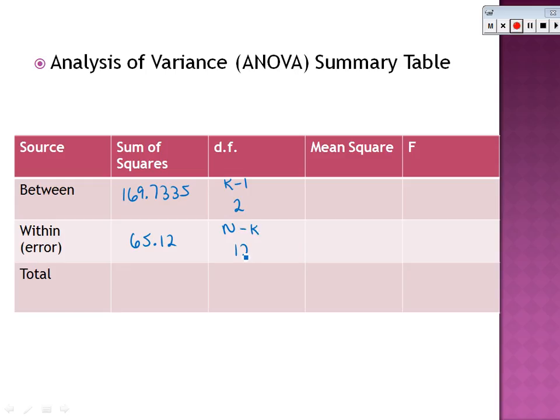So we have 12. We do have a total row. We add together the sum of squares and we get 234.8535. The sum for the degrees of freedom was 14. Our mean square for the between was 84.87. For the within, it was 5.43. Our F-test value is 15.63.